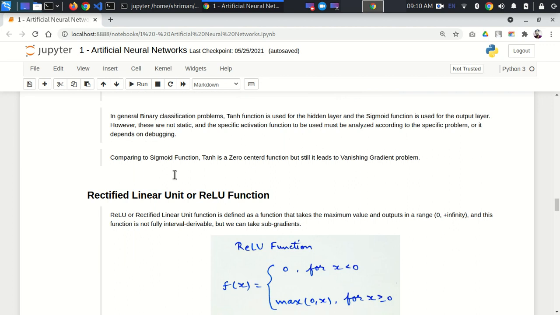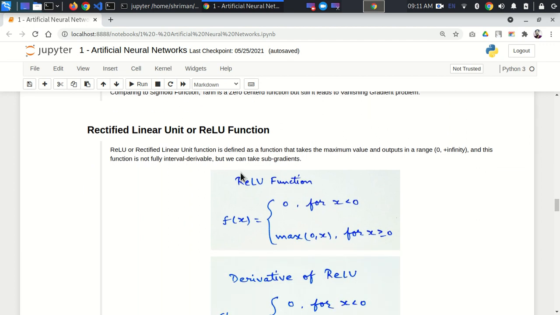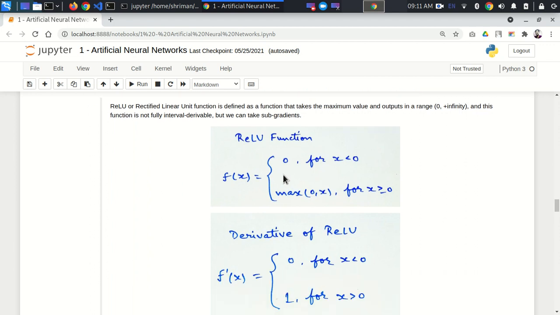Then people discovered and released another function, the rectified linear unit, or ReLU function. ReLU, or rectified linear unit, is defined as a function that takes the maximum value and outputs in the range 0 to plus infinity. This function is not fully interval derivable, but we can take subgradients. So this is the equation of the ReLU function, which is what people have derived.